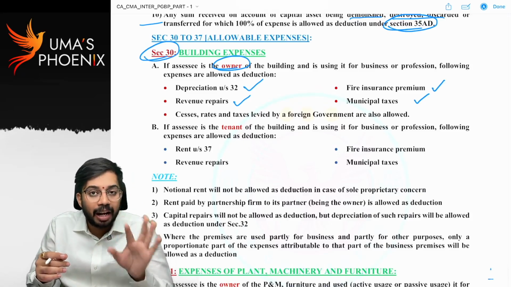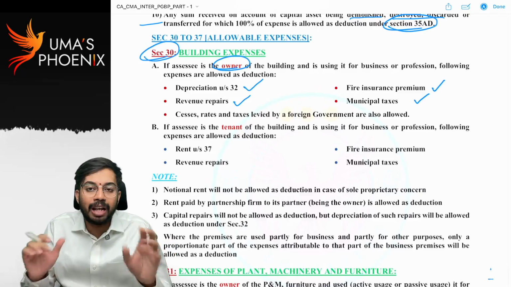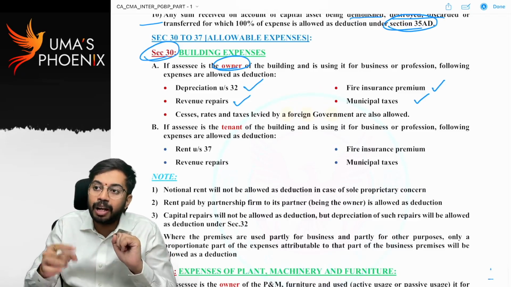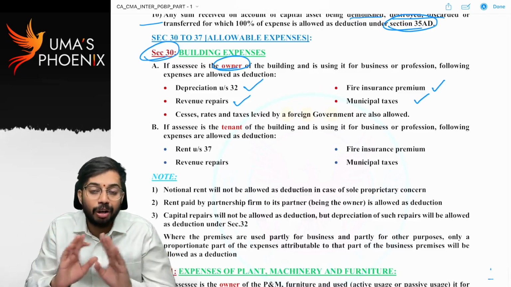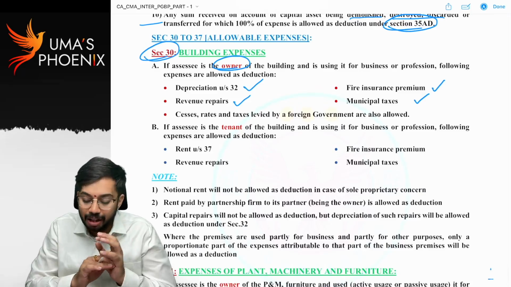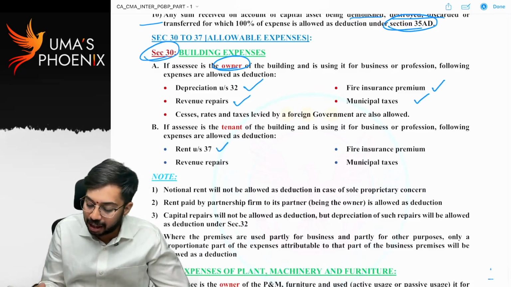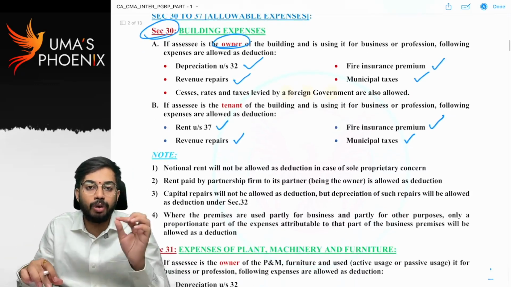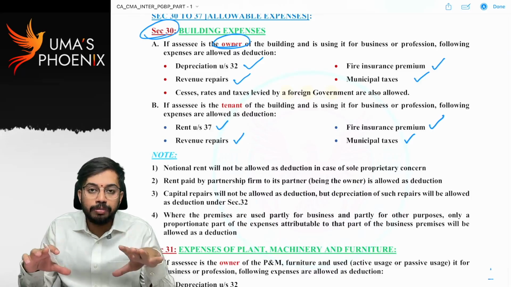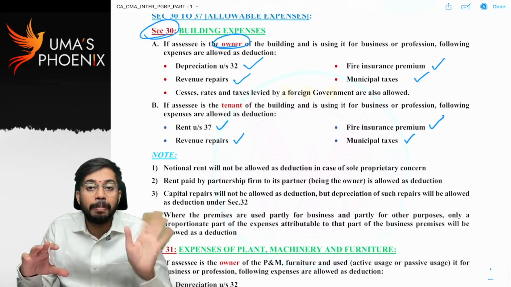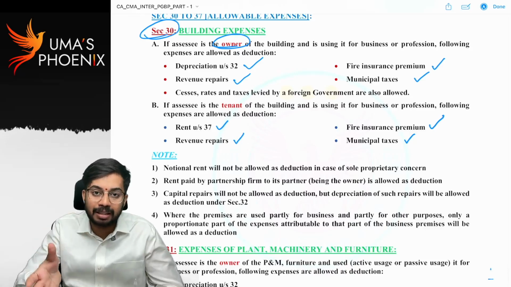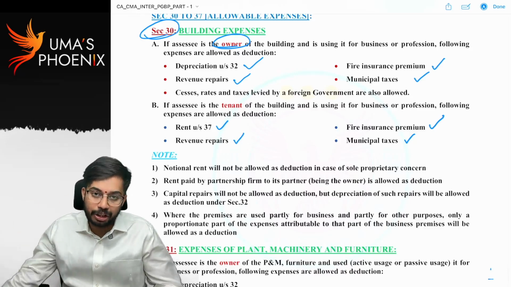Remember one thing, rent and depreciation both are not allowed as deduction simultaneously. Either as a owner you claim depreciation or as a tenant you claim rent as a deduction. Same time you cannot claim both depreciation and rent as deduction. So as a tenant I can claim rent as deduction, fire insurance premium, revenue repairs and municipal taxes. See, owner told me, with regard to the room that you have taken on rent, even municipal taxes are also to be paid by the tenant. So I have paid municipal taxes. As a tenant, whatever the municipal taxes that I have paid, even those also I can claim as deduction.